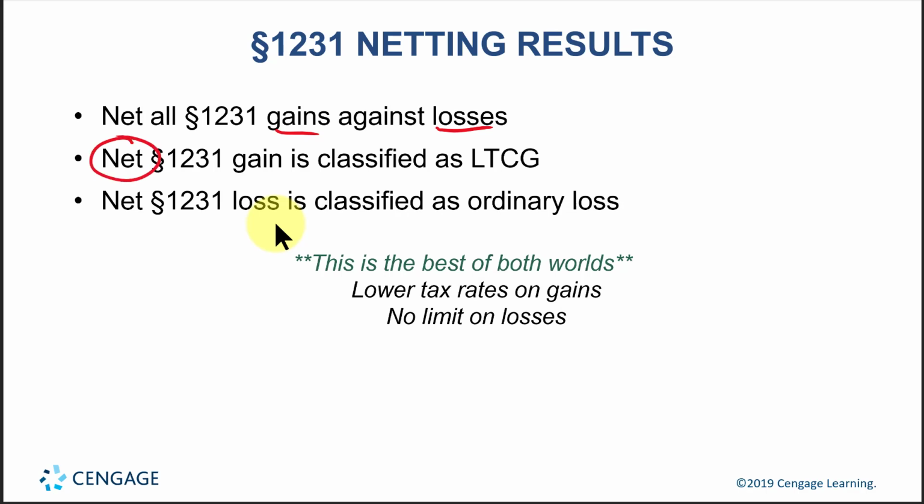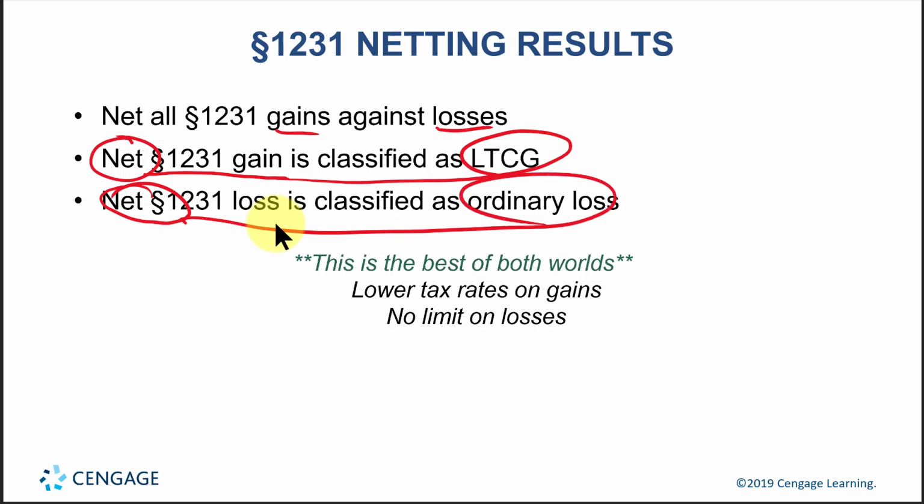We call that netting. So if the result is a net 1231 gain, we saw the general rule is to treat that gain as a long-term capital gain, again taxed at that 0, 15, or 20% rate. If combining all the 1231 gains and losses, you end up with a loss, then the loss is treated as an ordinary loss, which is good because you get to reduce that ordinary income that's taxed probably at the higher marginal rates. So it mentions here you get the best of both worlds.